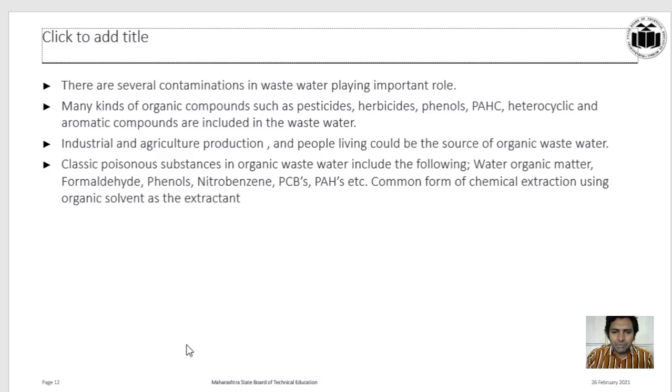There are several contaminants in wastewater playing an important role. These pollutants can be removed by extraction. Many kinds of organic compounds, such as pesticides, herbicides, phenol, PHC, heterocyclic and aromatic compounds, are also included in wastewater treatment, and these compounds can also be removed by using extraction. Industrial and agricultural production and people living could be the source of organic wastewater. So these different pollutants can be removed by using chemical extraction and using an organic solvent as an extractor.